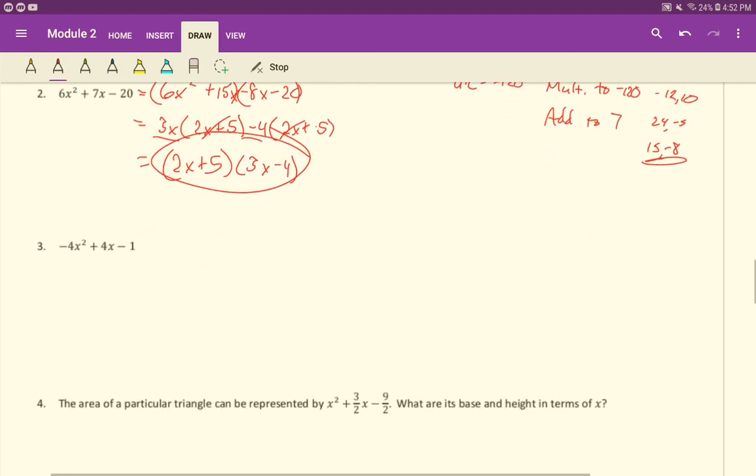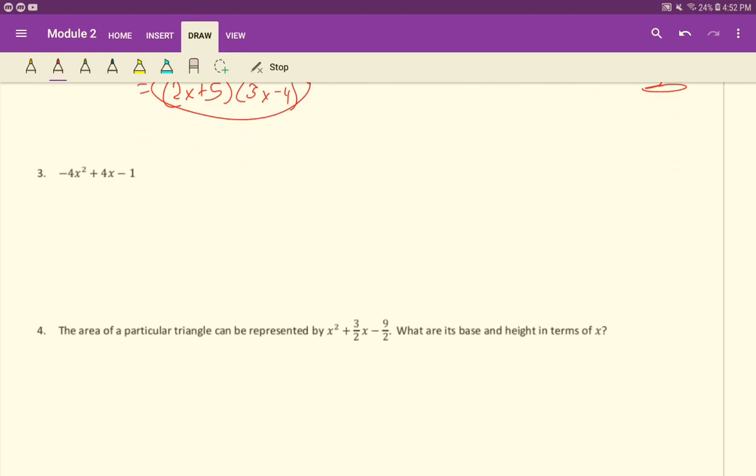So let's continue on. Number 3, okay, our A here is -4, and our C is -1, and our B is 4. In a situation like this, I actually like to first factor out a GCF of -1 here. I don't like to have a negative lead coefficient. That's just a matter of personal preference, though. So I'm going to factor -1 out, which will leave a 4x squared minus 4x plus 1. So now my A is 4, B is -4, and C is +1.